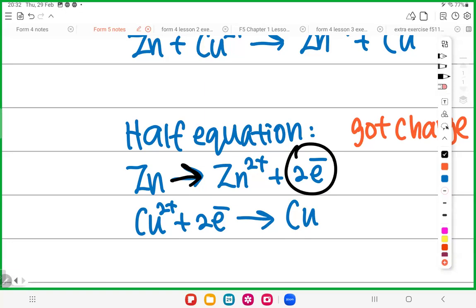So you are donating the electron. So now look at the arrow here. Where is the electron? Electron is on the left hand side of the arrow. So when electron is on the left hand side, what happened? You are receiving. See that? Electron on the right, you donate. Electron on the left, you receive.